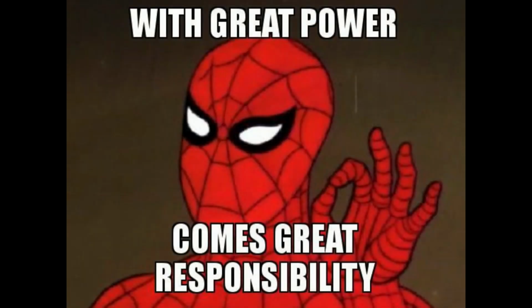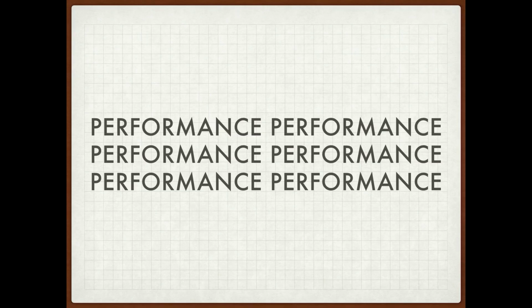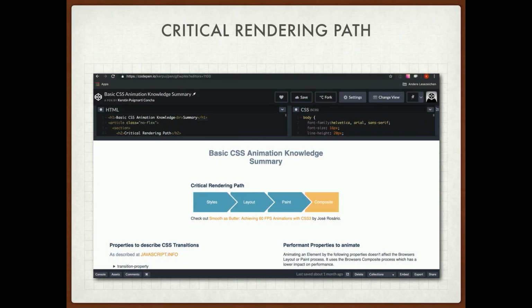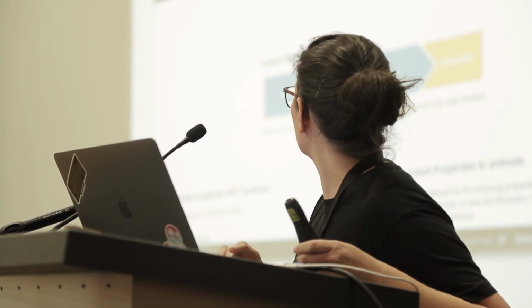Because with great power, you know. Performance, performance, performance. Think about performance. So here's the critical rendering path. I don't know if you've heard of that, but if you animate, you can't animate all the properties because some are rendered before. Oh no, I didn't want to spoil. I have to go there. Okay, now we got it.